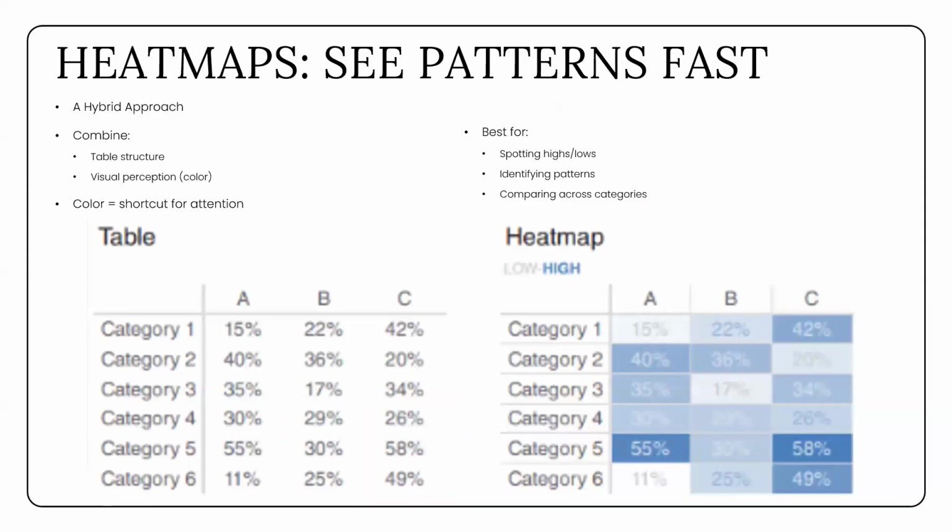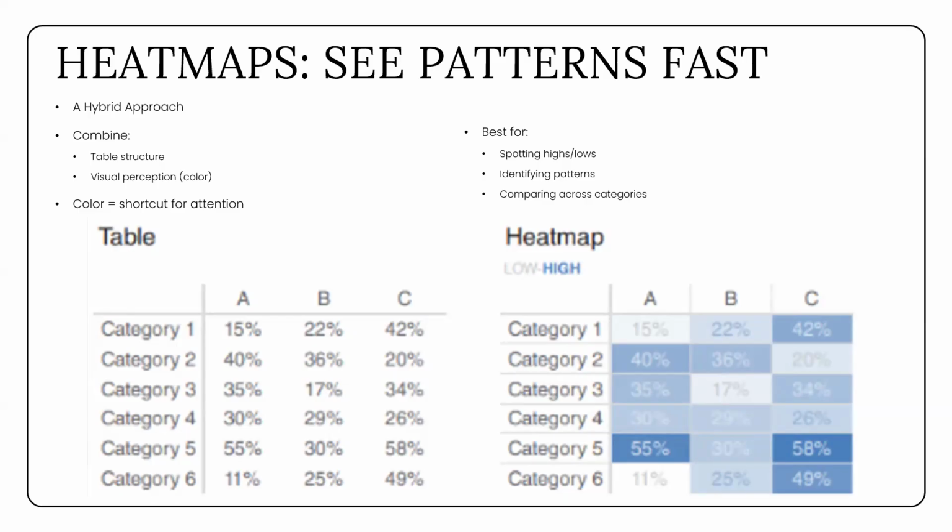Heat maps, on the other hand, combine the precision of tables with the speed of visual perception. By encoding magnitude through color intensity, they reduce cognitive load and guide attention toward patterns, extremes, and anomalies. This allows viewers to detect structure without reading every value. Heat maps are especially useful when scanning for high and low values, identifying clusters and patterns, prioritizing areas of interest, and comparing relative magnitude across rows and columns.